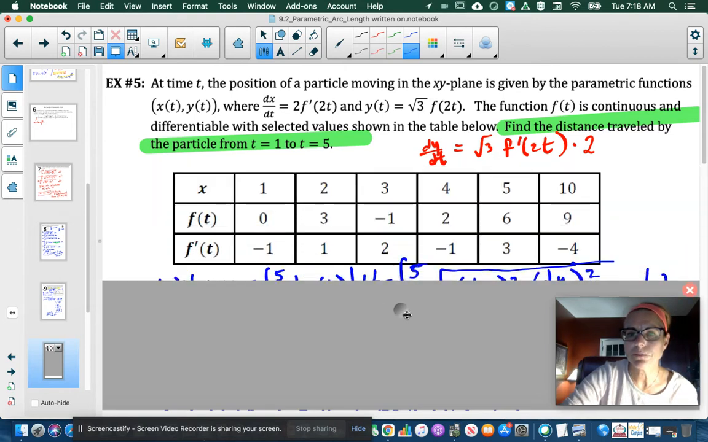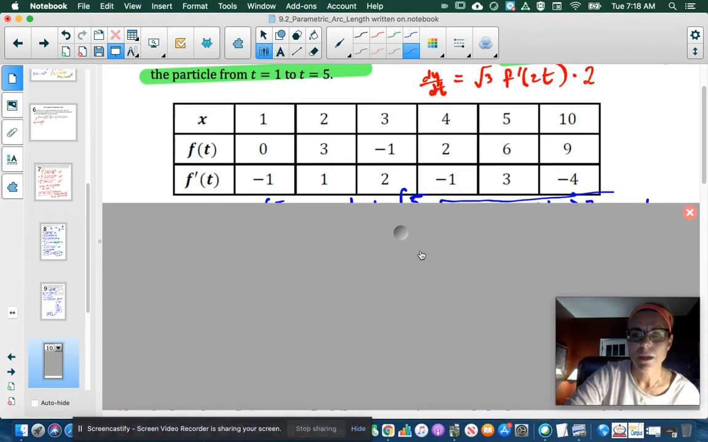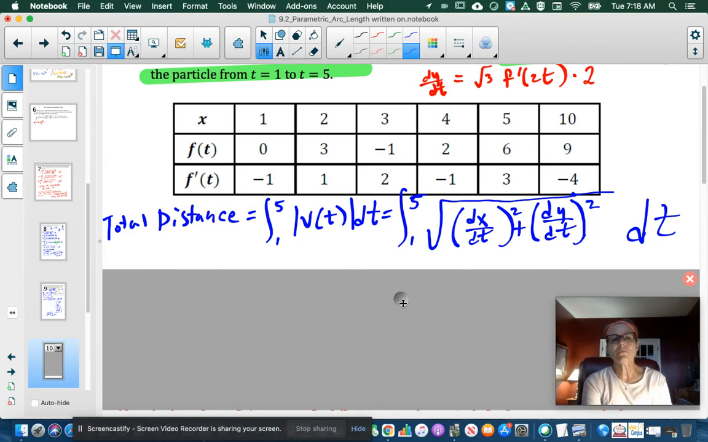So there's our table. So I know I'm going to need dy dt, and I did that here. So I know the derivative of this would be f prime of 2t, again, times the derivative of the inside, which is 2, times the constant. And it looks like, there we go, total distance. We're going to be integrating speed, and that is how we find the total distance, which is, in a sense, going to be the arc length. And I'm going from 1 to 5.